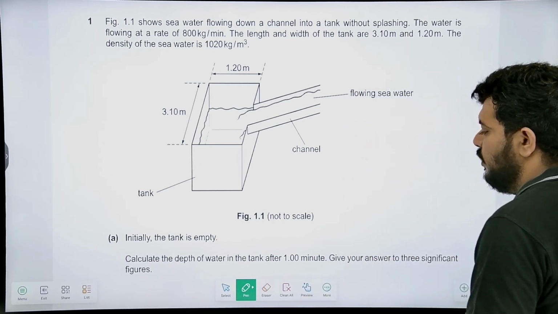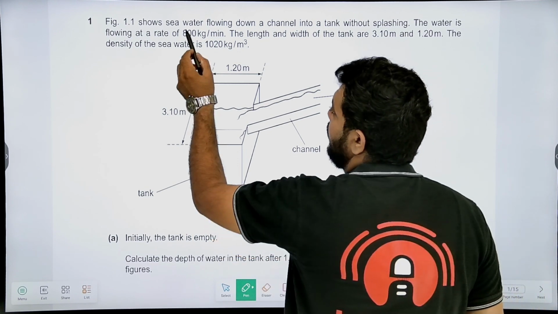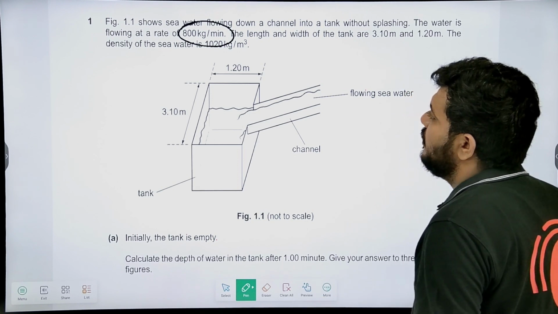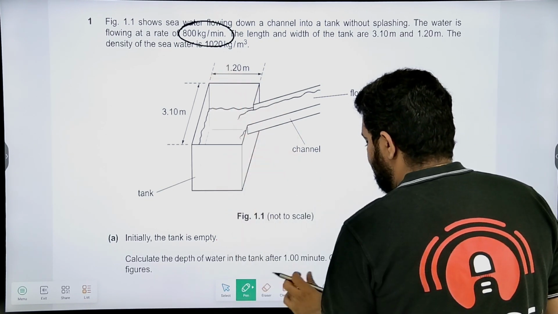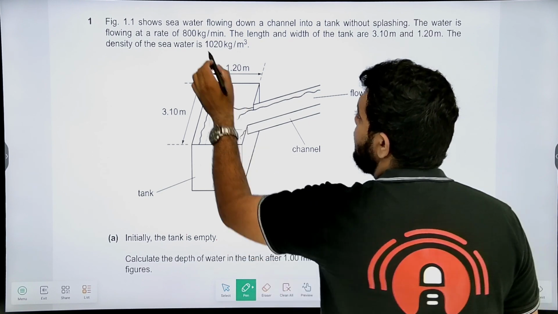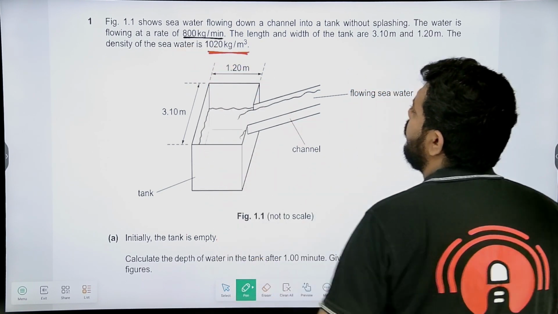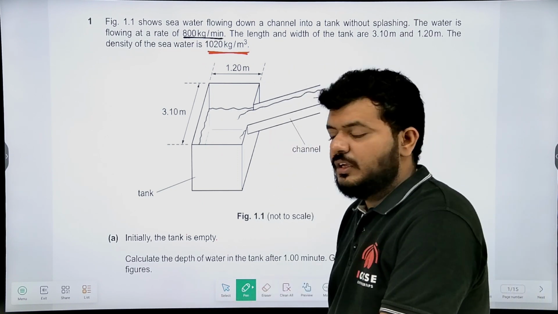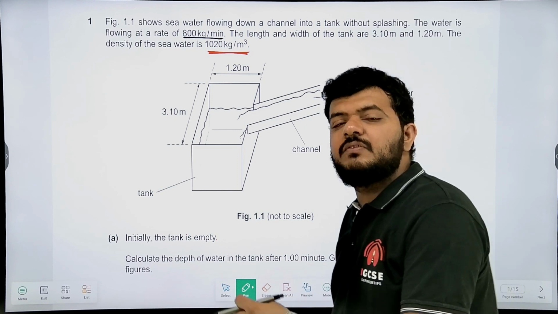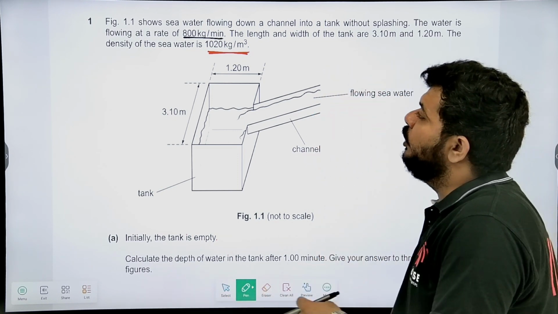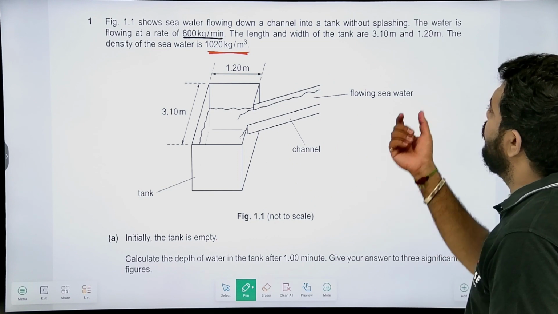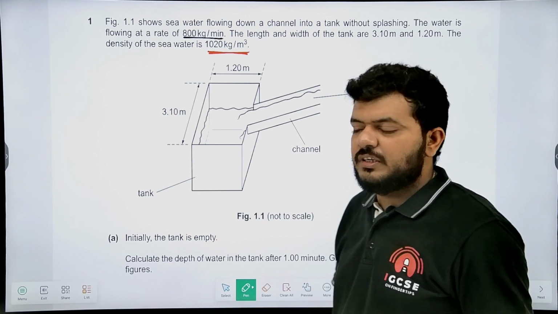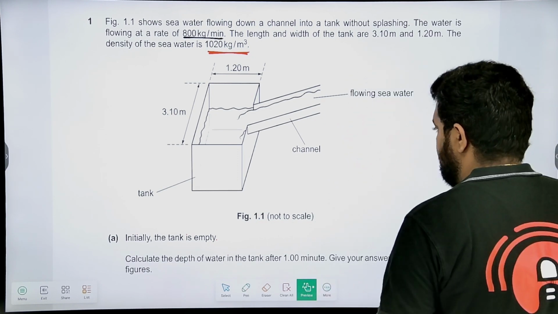So what I will do first, see what has happened is they've given that the flow rate of water is 800 kg per minute, and they have also given us the density of water, right? If we have the density of water and we have the flow rate, what can we do? We can find out how much water has flown in 1 minute. Then we will find out the volume of this much water. From that volume, I already have the two dimensions. So can I find the height of this water? I definitely can. Let's find out.